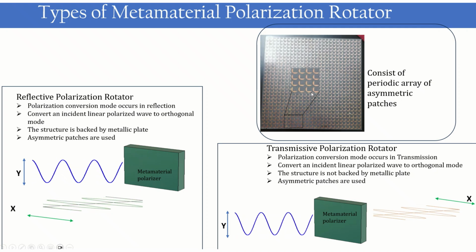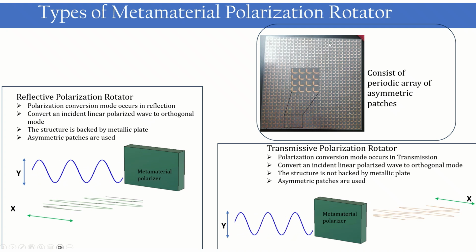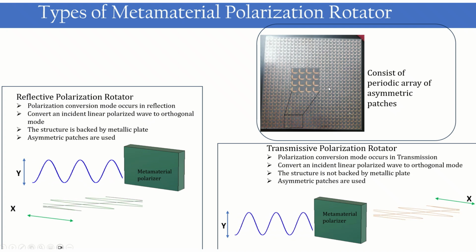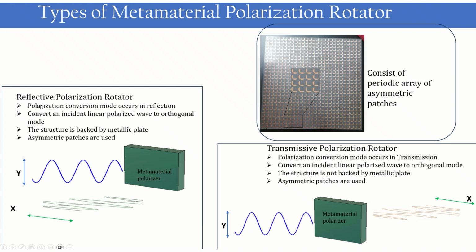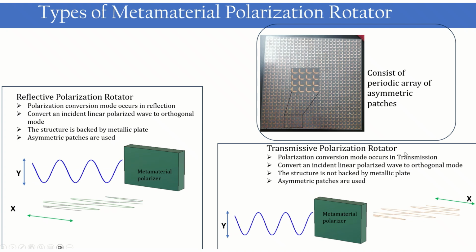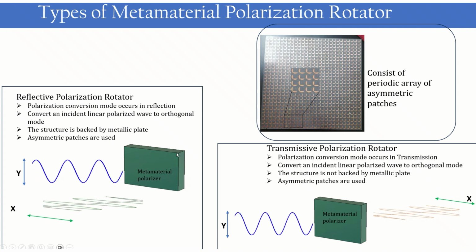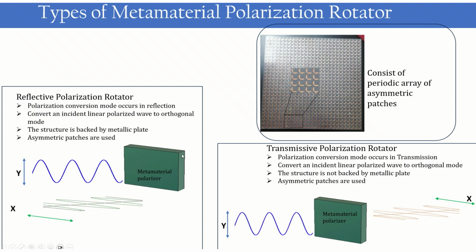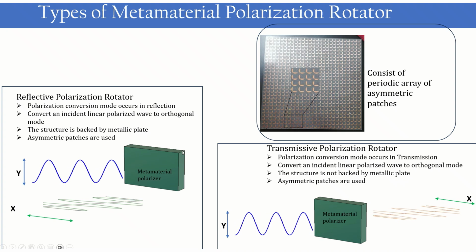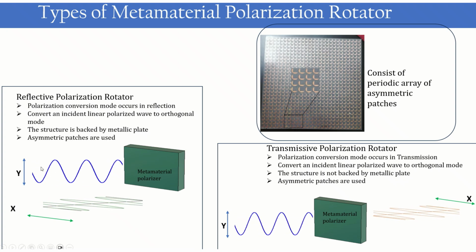The polarization rotator consists of a periodic array of asymmetric patches. This is one example of a polarization rotator. There are two types of polarization rotator. One is the reflective polarization rotator. The second one is the transmissive polarization rotator. In a reflective polarization rotator, the structure is backed by a metallic plate. We know that for reflection to occur, it has to be backed by a metallic plate, and the polarization conversion occurs during the reflection.